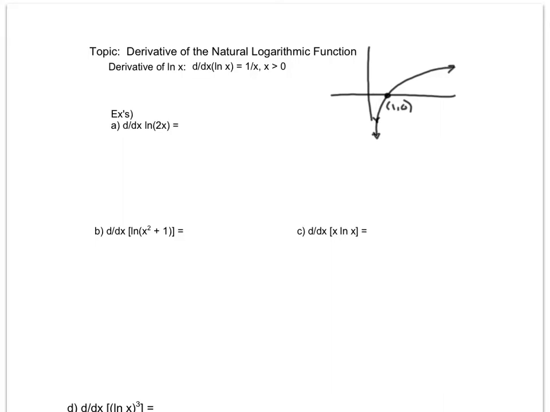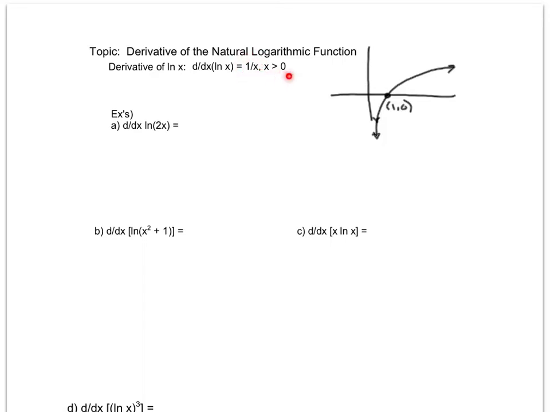Now that you know how to take the derivative of the natural exponential function, we need to look at how to take the derivative of the natural logarithmic function. So when I take the derivative of ln of x, it is going to be a formula similar to when I take the derivative of sine of x or cosine of x or e to the x. The derivative of ln of x is 1 over x.